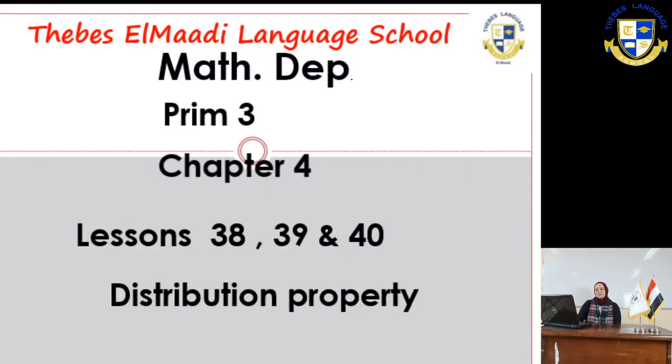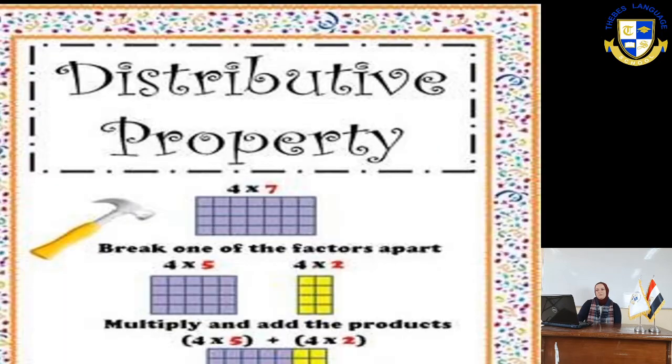Today we are going to take distributive property, lessons 38, 39, and 40, okay? Here in our first page, we have the meaning of distributive property. Look at the first picture. We have an array, okay? This array consists of 4 rows and 7 columns.